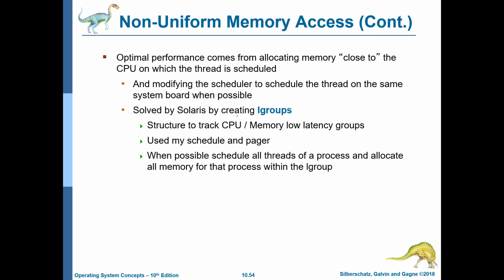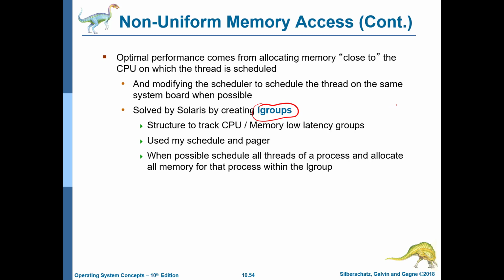Solaris has been a pioneer in this, mainly because Sun was one of the early companies that had these large systems. So Solaris has created something called an lgroup, which is basically meant to track the CPU-memory latency of groups. It is possible to actually create a group of CPUs and memory modules. Let's call this an lgroup. And I stand corrected: it's not a data structure, but a hardware structure along with data structures in the kernel to manage it.